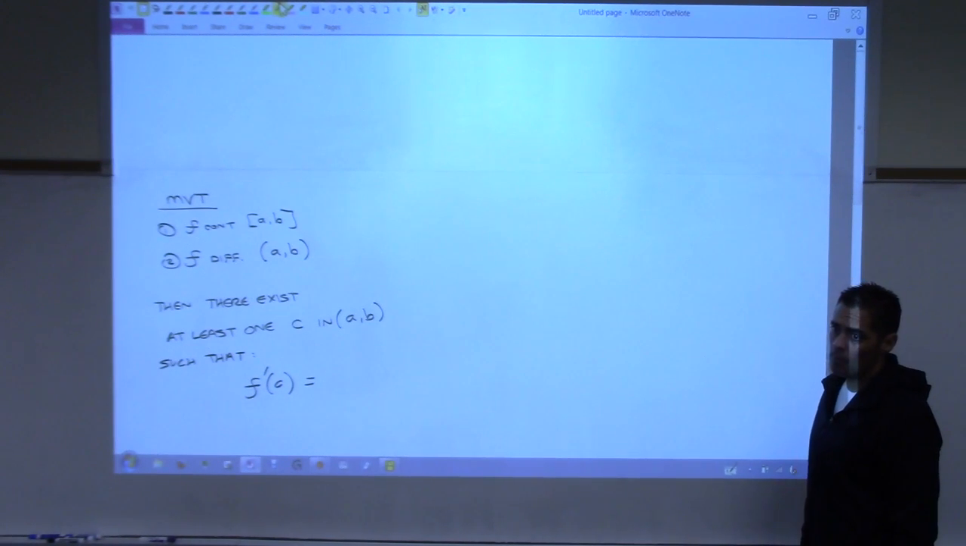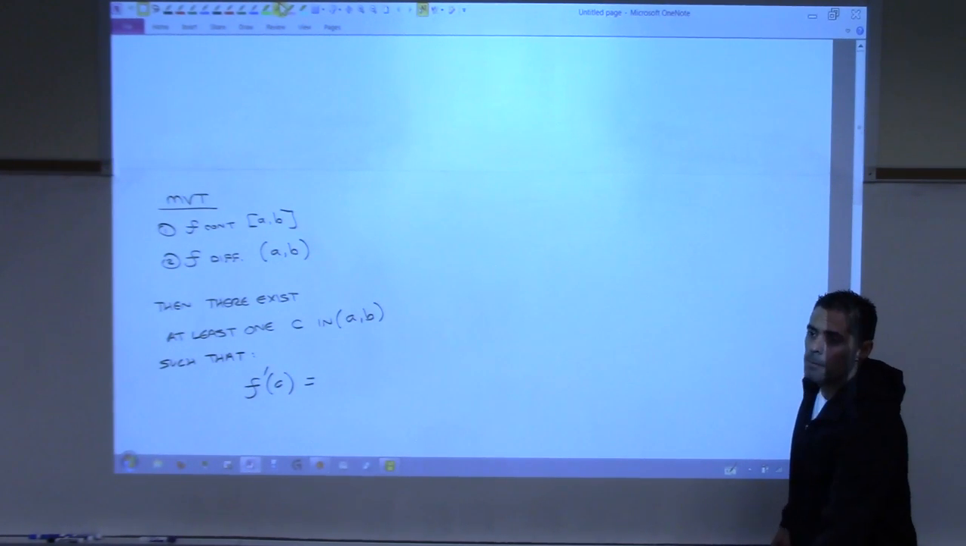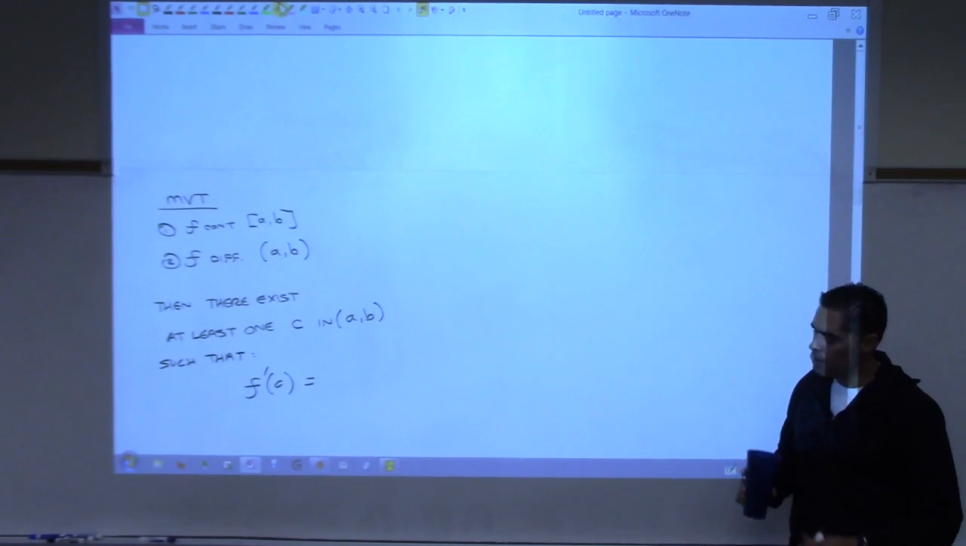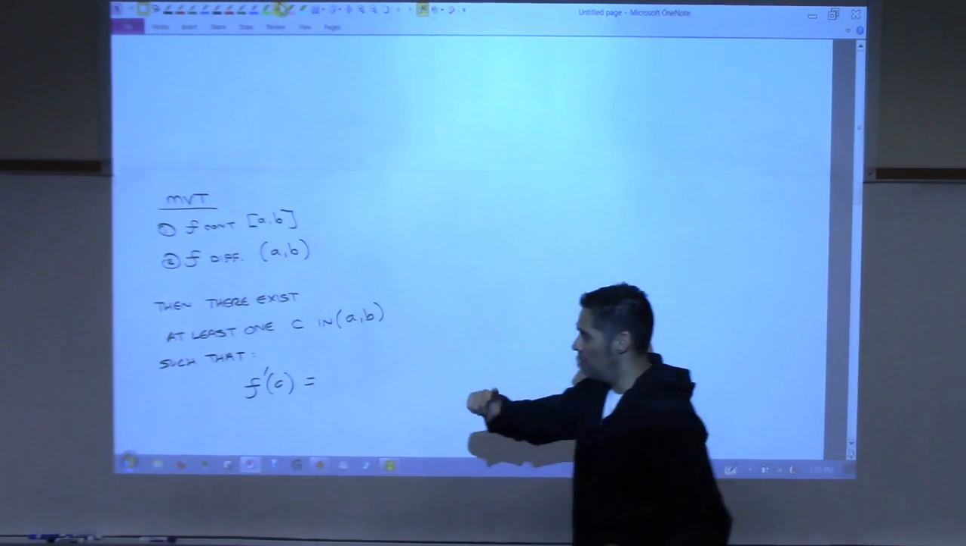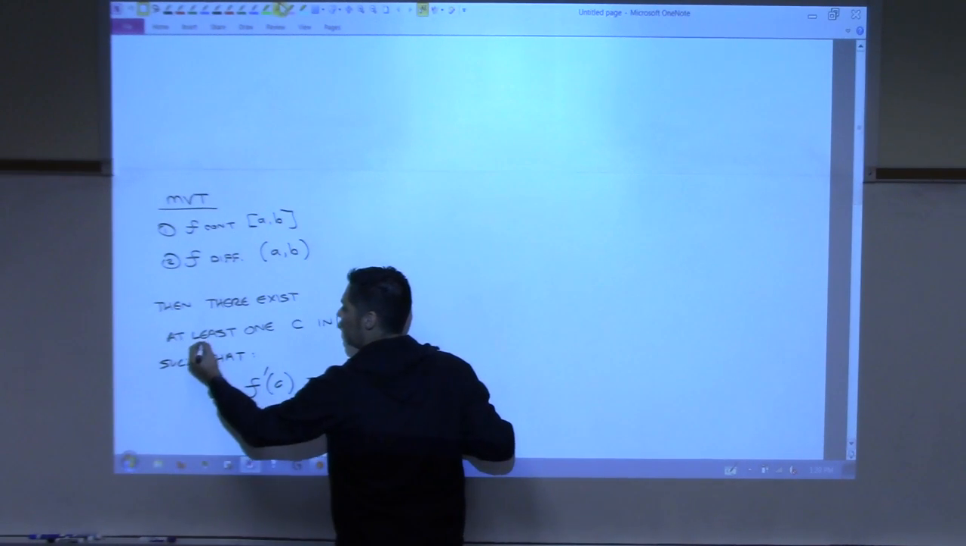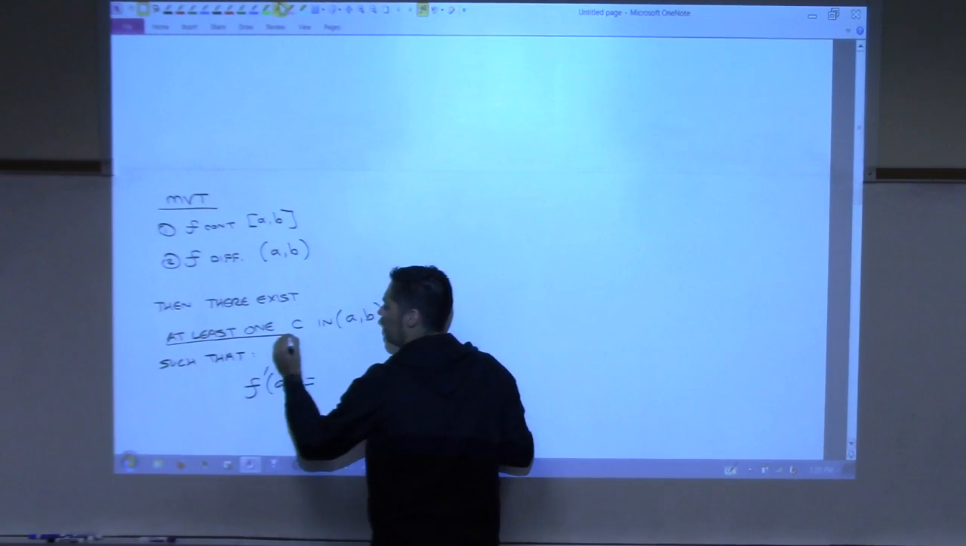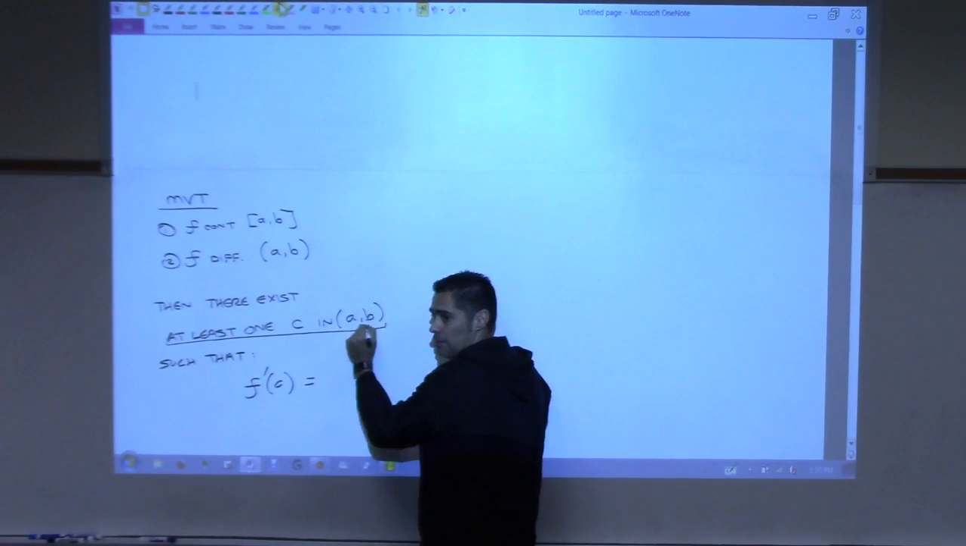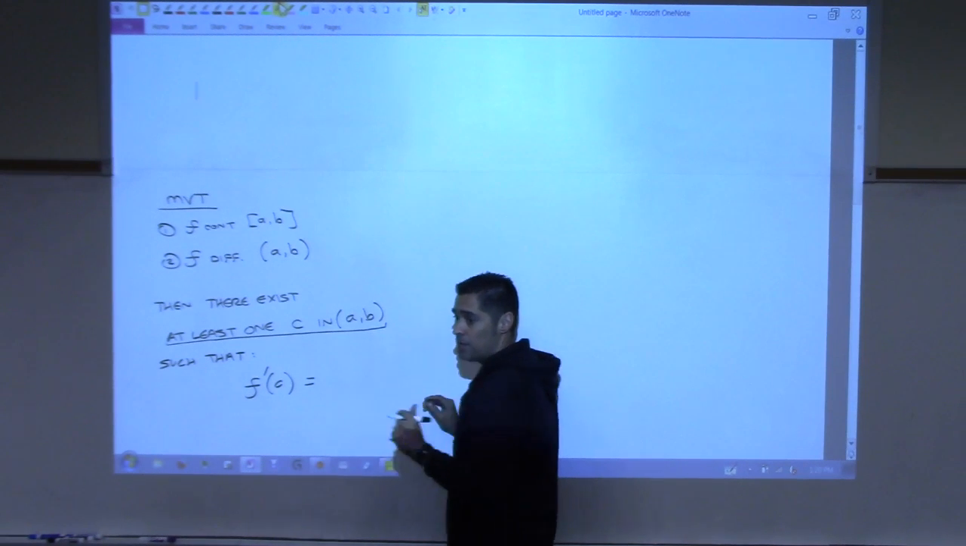Could that involve the endpoint? Or does it have to happen inside? It has to be inside, and I'm glad you mentioned that. Look, the mean value theorem says you have at least one value C in AB. That means not at the endpoints, or else I would have put brackets here. That's critical to the theorem.